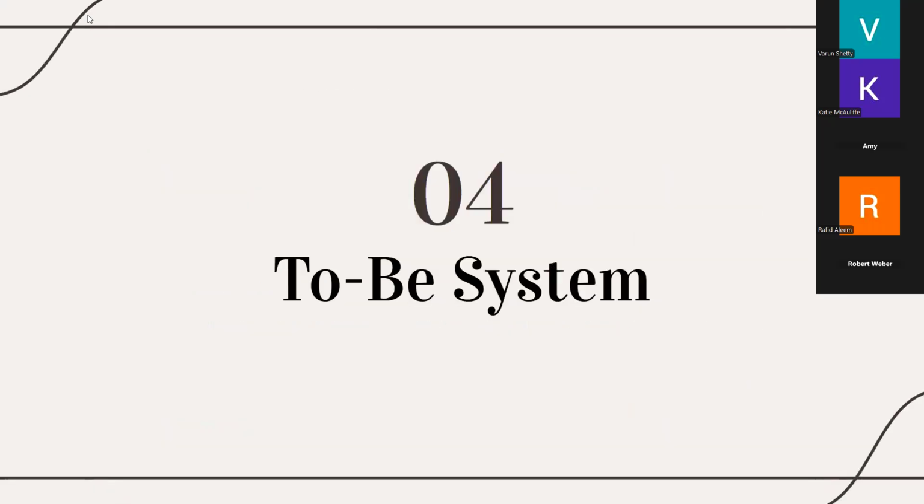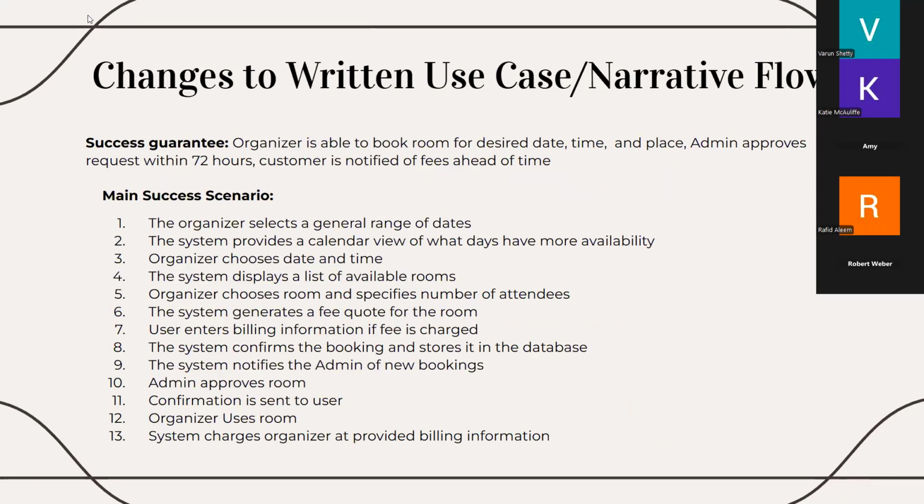Moving on to the 2B system. There are a couple changes to the written use case and the narrative flow. As in the previous system, if no rooms are available, the user will have to choose a different time, but that likelihood decreases with the calendar view.